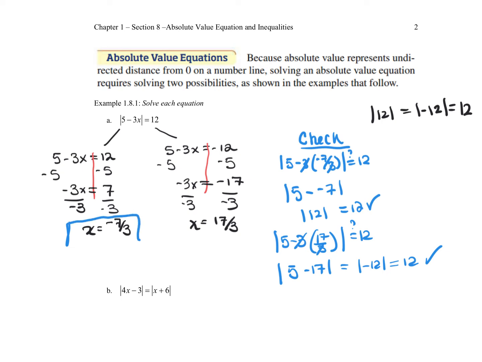So answer, and we should probably write it as a solution set. Bracket -7/3, comma 17/3 is my solution set. I have two things that will make this work.